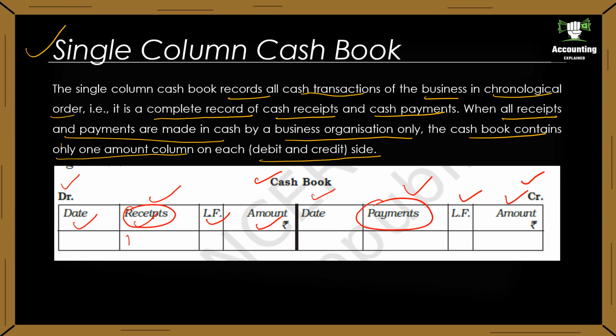Here the opening balance and all the income of the business will come on the left side, and here all the payments and the closing balance carried down will be written on the right side. That's all. It's very easy, single column cash book.